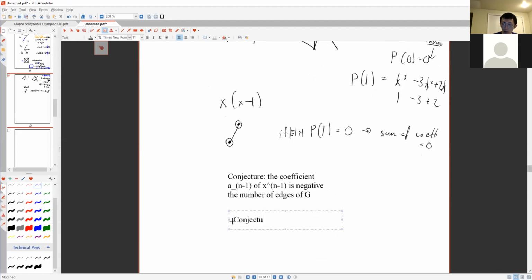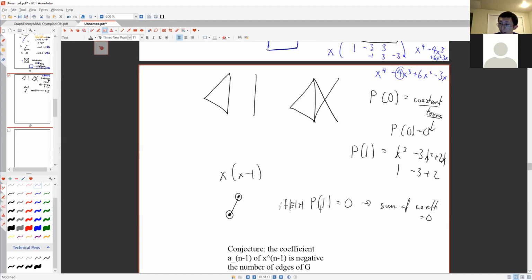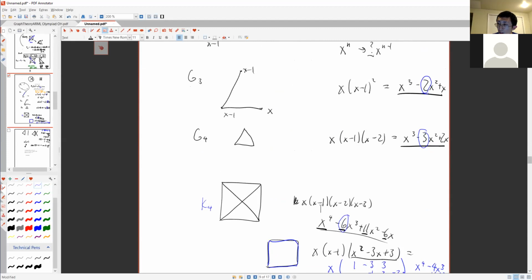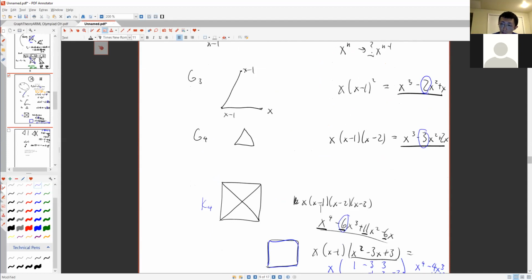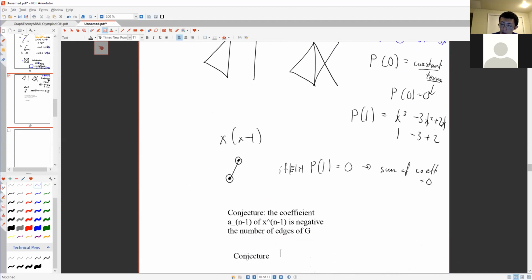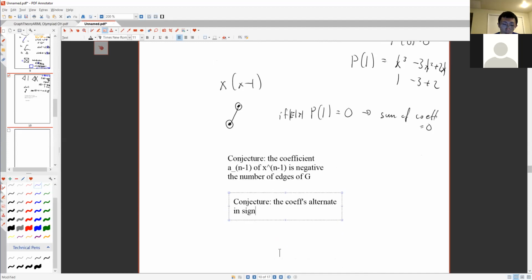There's also one other observation we can make, which is that all of these coefficients alternate in sign, right? Positive, negative, positive, negative. So conjecture: the coefficients alternate. And this isn't super obvious because there was that one weird one that we worked out, which was x times x minus 1 times this, right? It's not super obvious that this will alternate in sign. So that's another thing to ponder about.